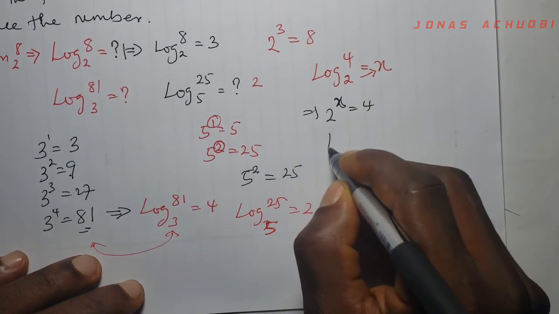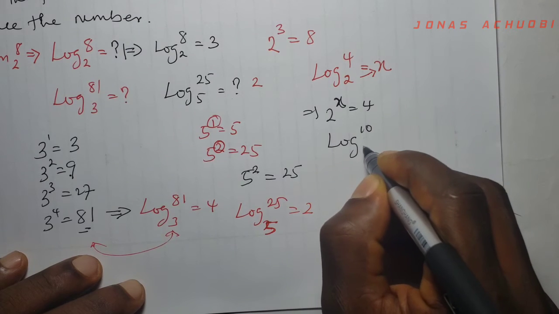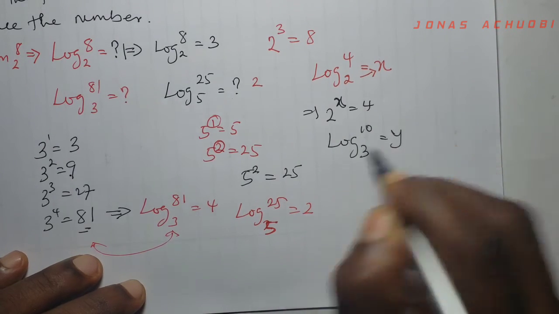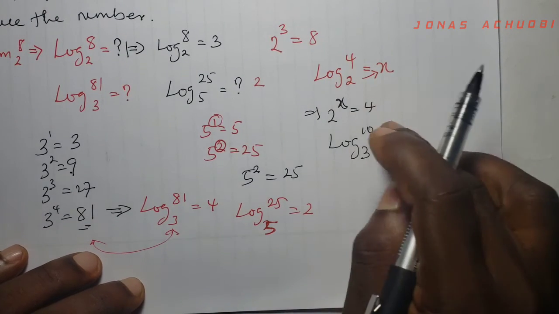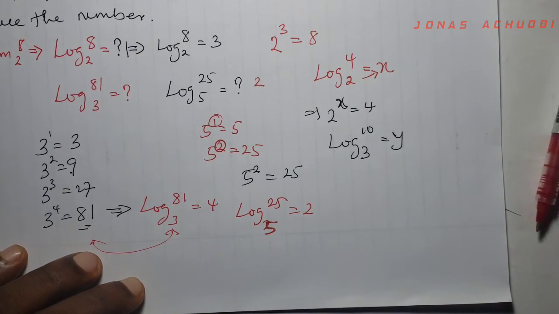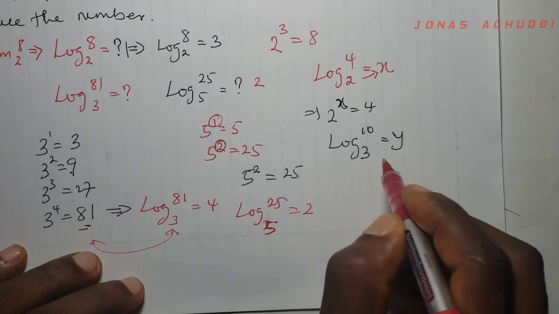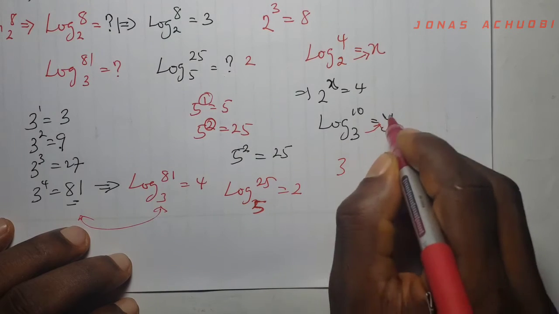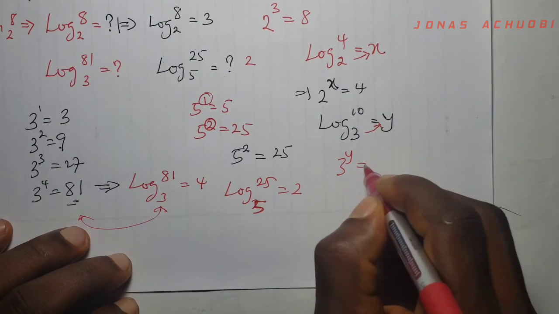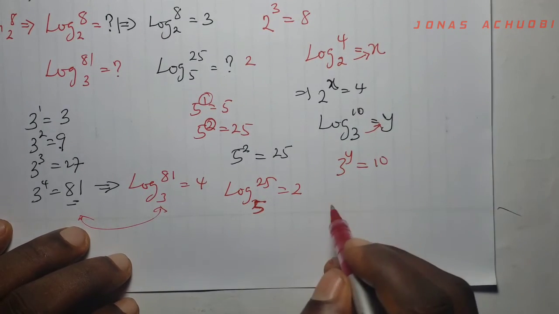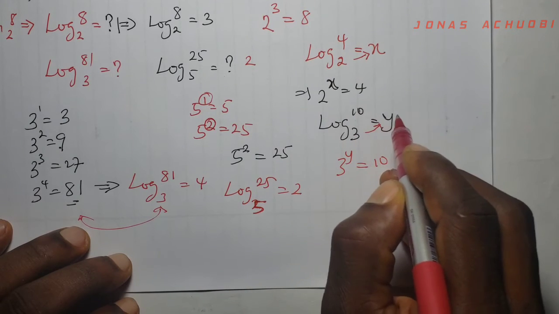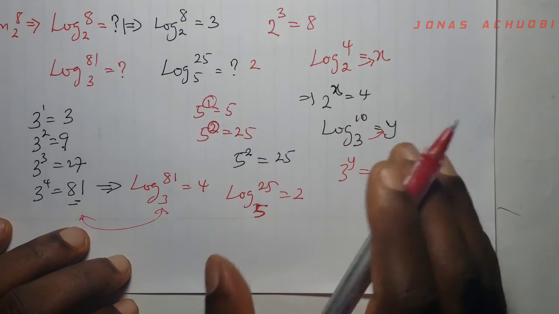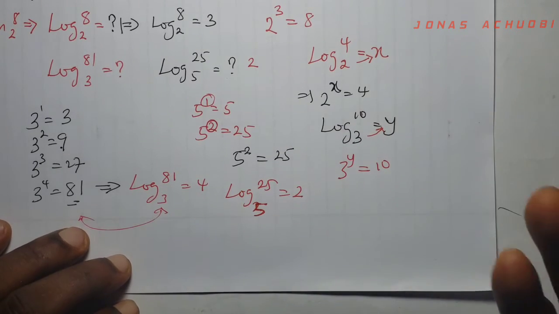One last one. If you have the logarithm of 10 to base 3 equal to some number, let's say y, we don't know what it is, and you're asked to write this log in the index form, what do you do? Very simple. The base here, 3, will take this y on his head. So you simply write 3 to the power y equal to 10. So in index form, log 10 base 3 equal to y simply means 3 to the power y equal to 10. I guess with these illustrations, you now understand what we mean by the logarithm of a particular number.